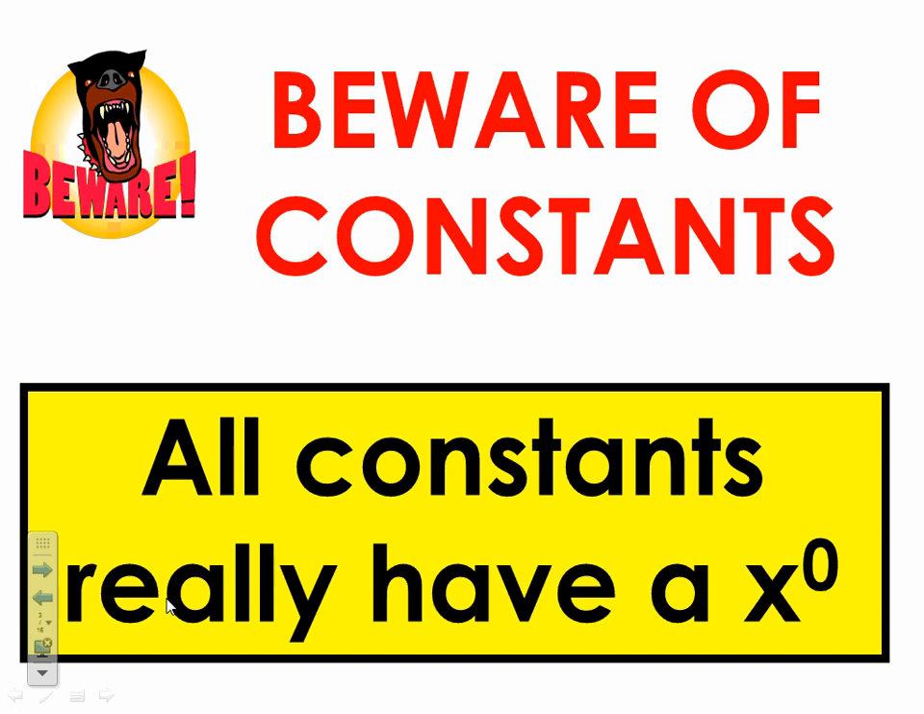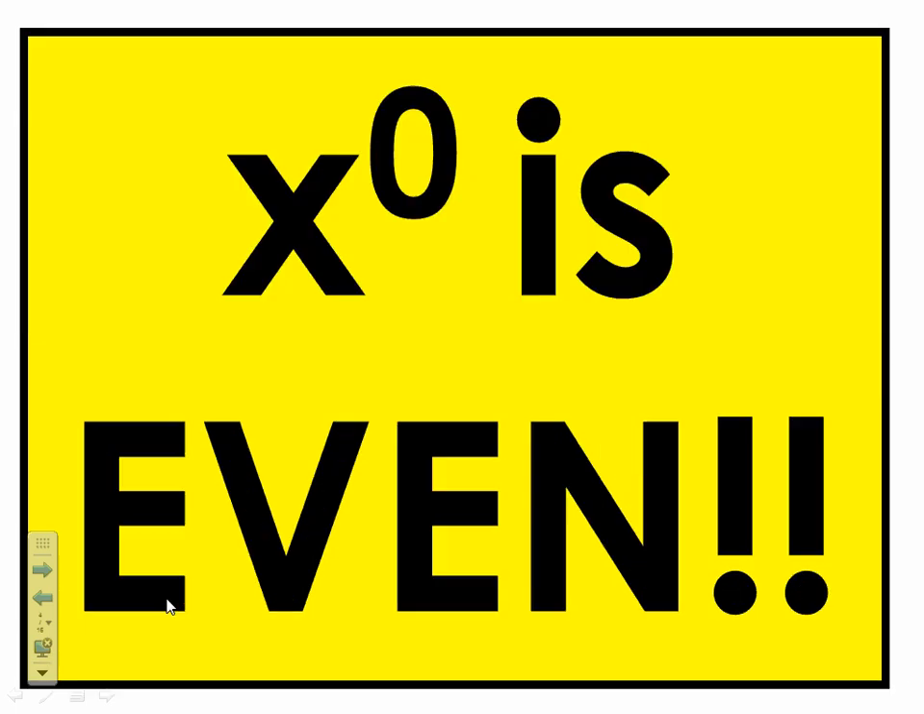But we have to be aware of constants. All constants really have an exponent of 0 because x to the 0 power is always equal to 1. So if you ever have a constant, then we know that its exponent is really x to the 0. So x to the 0 is even, always, always, always.